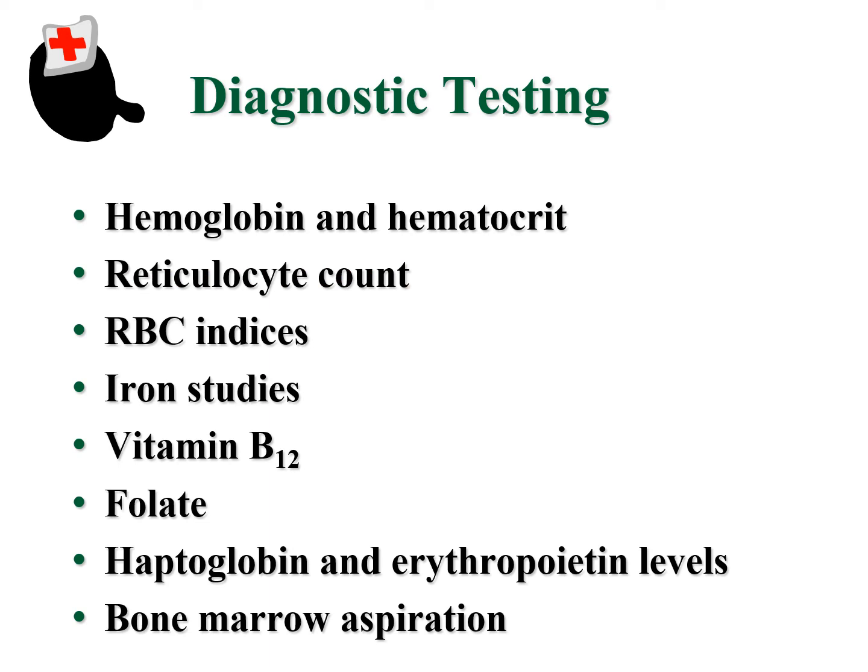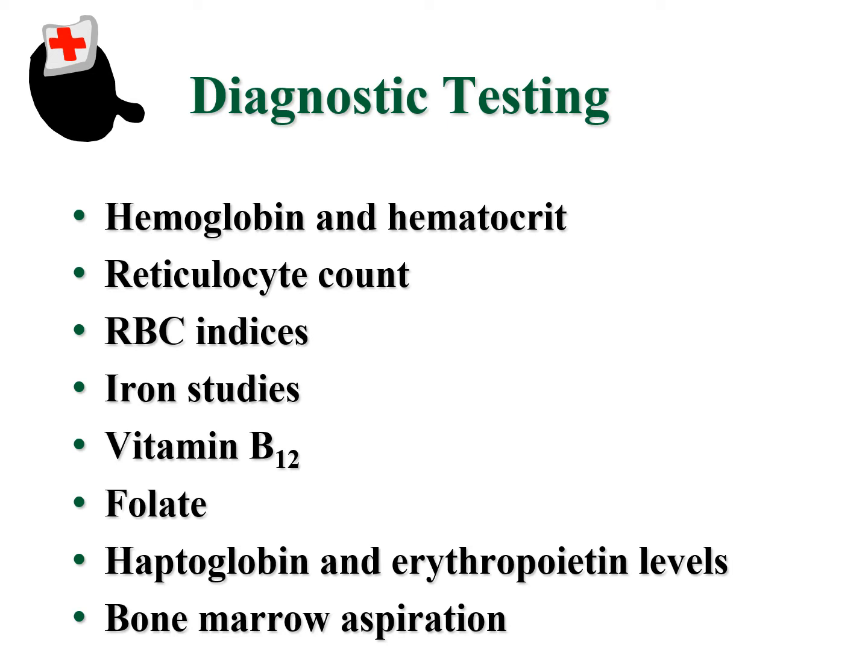For diagnostic testing, it's going to be focused on trying to find the cause of the anemia. So if it's a vitamin B12 or folate deficiency or an iron deficiency, then we can see that in the lab results. It could be the erythropoietin levels, which helps essentially stimulate red blood cell production. And we'll get to that in the next slide.